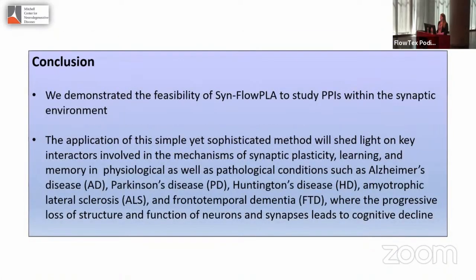So in conclusion, we demonstrated the feasibility of synFlowPLA to study protein-protein interaction within the synaptic environment. The application of this simple method will help to shed light on key interactors involved in mechanisms of synaptic plasticity, learning and memory in physiological and pathological conditions like Alzheimer's disease and Parkinson's disease, where the progressive loss of structure and function of neurons and synapses leads to cognitive decline.